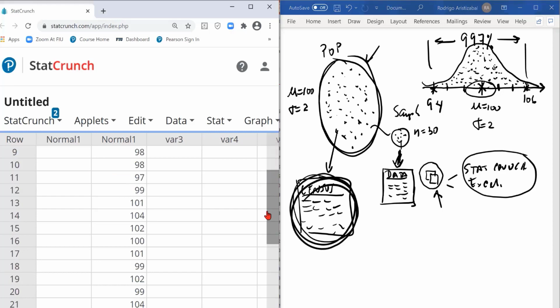We have selected 30 observations from the population. This population could have millions of items, and I selected only 30. These 30 observations were selected randomly from the population. How does this computer select this random sample of 30 observations? I will tell you how.